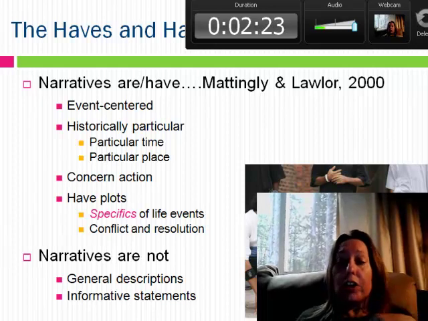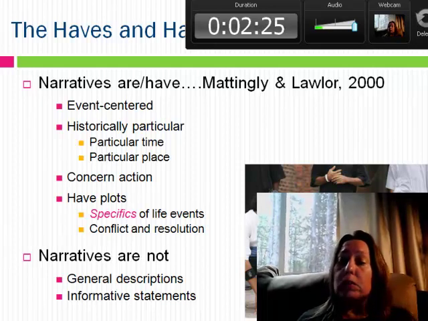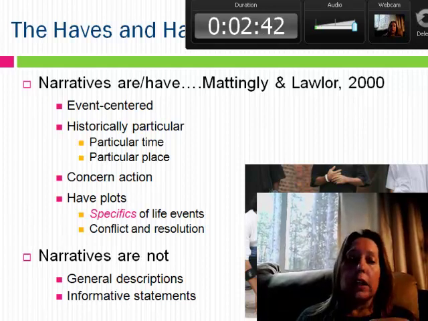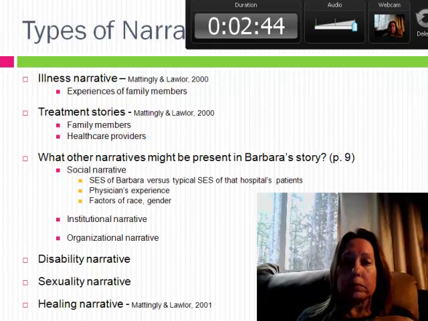What narratives are not are just general descriptions or informative statements. So when we're eliciting an occupational history, we are probably not in the narrative form. However, our readings tell us that we could easily shift our clients into narrative form by learning what kinds of questions to ask and understanding when to ask them.